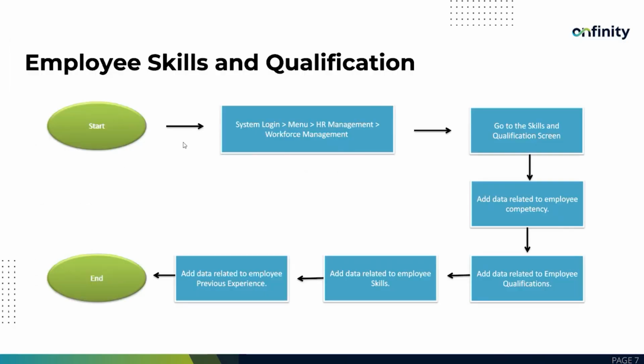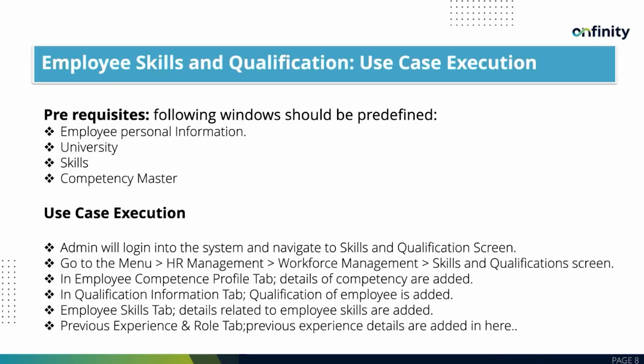Steps to add skills and qualifications. Admin logs into the Onfinity system. Go to Menu, select HR Management, navigate to Workforce Management, and click on Skills and Qualifications. Add employee competency details, add employee qualification details, add employee skills, and add previous experience, if any.